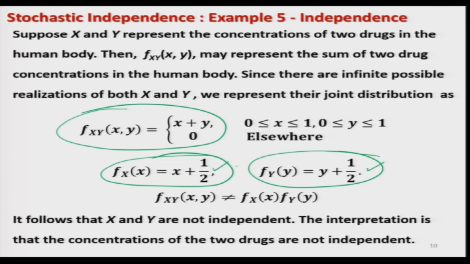Now, if you multiply them together, are you going to get x plus y? Certainly not. So, in this case, the joint PDF cannot be expressed as the product of the marginal PDFs of x and y. So, it follows that x and y are not independent, and the interpretation is that the concentrations of the two drugs are not independent.